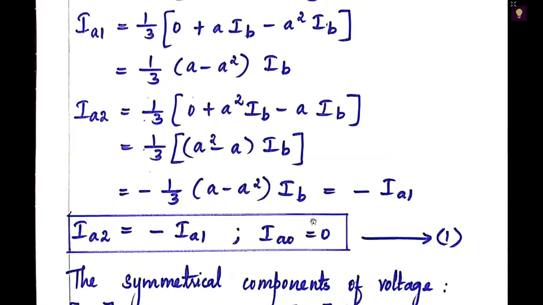So we have arrived at the relation between the sequence components of currents. Zero sequence current is 0. Negative sequence current is equal to minus of positive sequence current. Magnitude is same, but flows in the opposite direction.